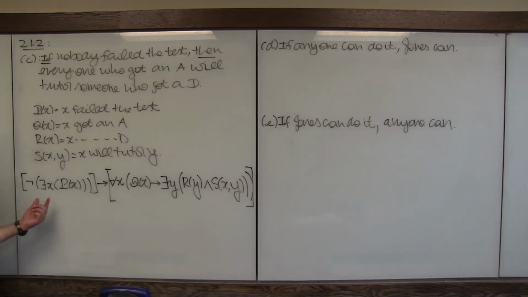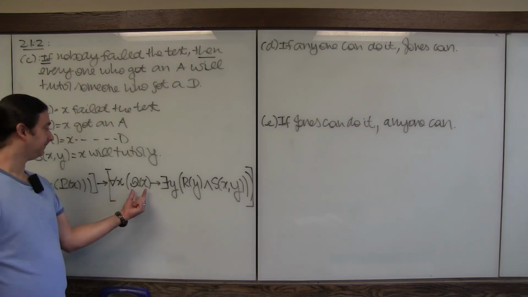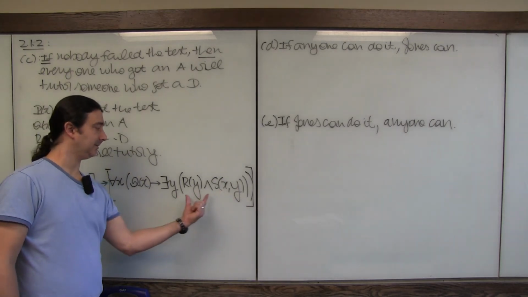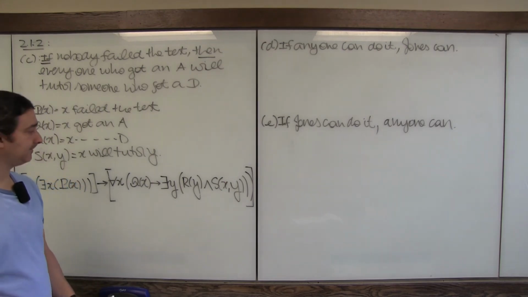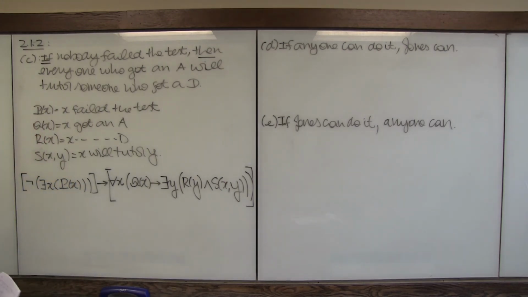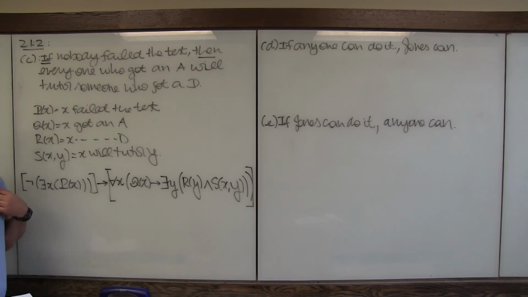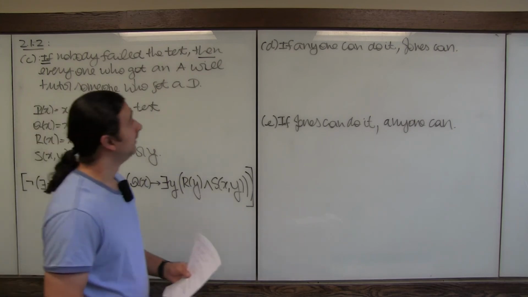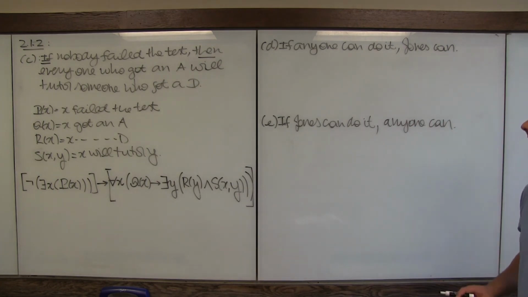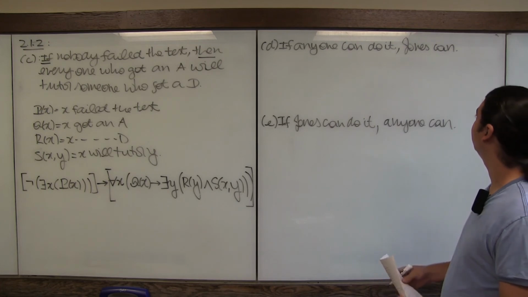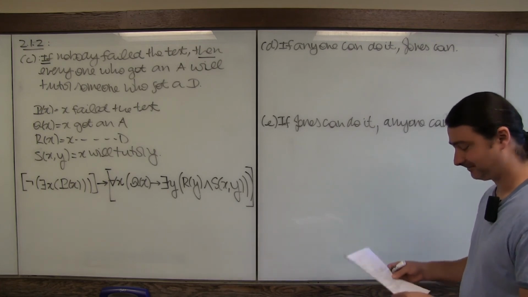Okay? So if there's not a person who failed the test, then everybody who got an A is going to tutor somebody who got a D. Okay? So these would be the translation of this example. Okay, so again, this is more elaborate. I mean, you do need some practice to do these sort of things. Now, D and E are fairly simple. Again, but, well, let's do it.